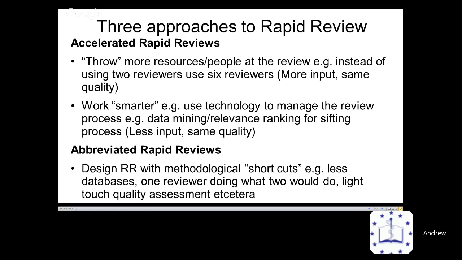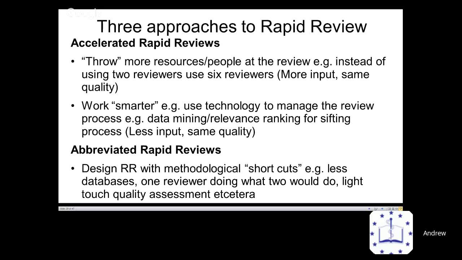But other possibilities, particularly of interest to librarians, are to work smarter. So to use technology to make the process more efficient and speedier. So there is a lot of interest in ways of data mining. So instead of looking at all articles on a topic area, as we have to do for a systematic review, you might go down a list in decreasing order of relevance to a predetermined point. And you say, when I get below that point, I'm going to stop looking at the literature and I'm going to get on with analyzing what I've got.